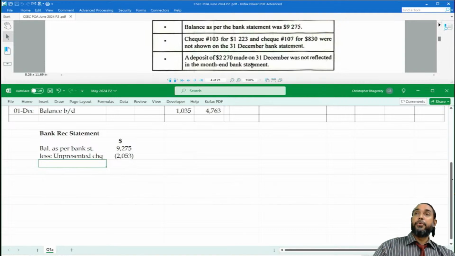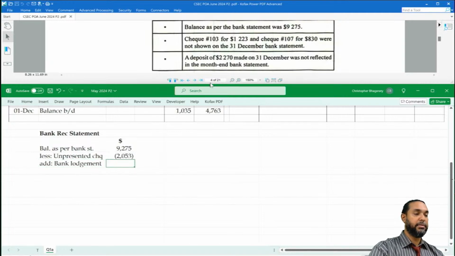So what we have to do is show what happens when the inflow actually hits. And when the inflow actually hits, what happens to the balance? Increase or decrease? Increase. There you go. So you're going to add bank lodgement. Right. And then you add and subtract as the case may be. And this is balance as per cash book.